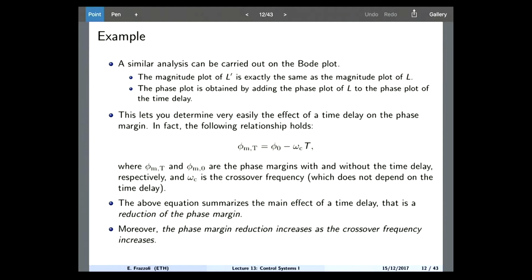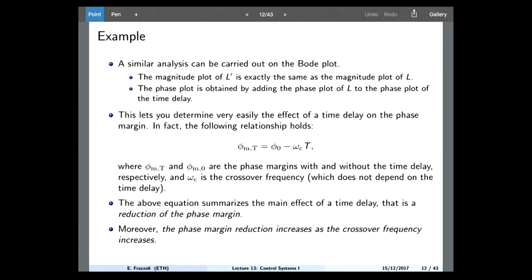This is true for any other transfer function. So what is the main effect of the time delay? The main effect of the time delay is to eat up your phase margin. That's why it's very important when we design our control system. Typically we say, let's make sure that the phase margin is at least 45 degrees, 60 degrees, or whatever. Technically, as long as the phase margin is more than 0, your closed loop will be stable.